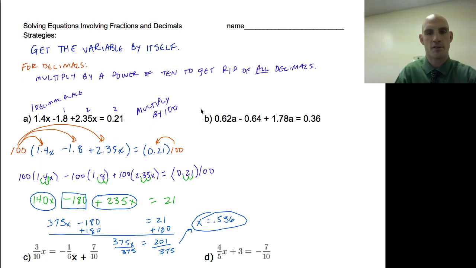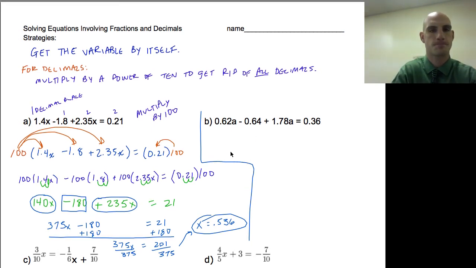See if you can try B on your own. You should initially try to use a strategy to clear all the decimals. So multiply by a power of 10 to clear all the decimals.